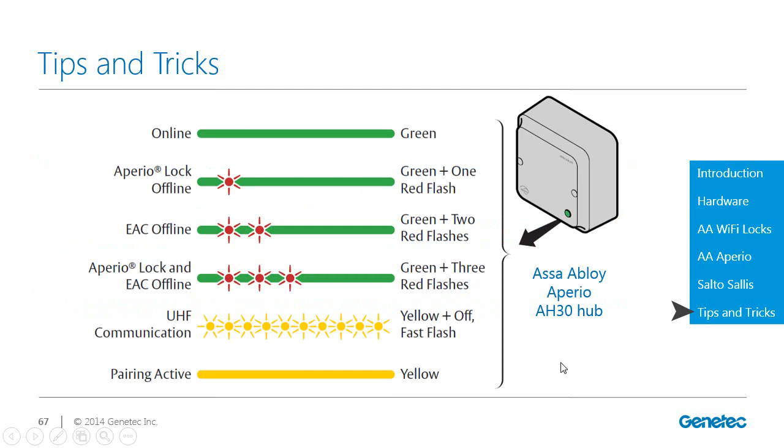As we can see, the Aperio hub does have a status LED on it. You can just take a look at the guide for more information on what the different color and blink states the LED can display, what the different ones mean. But generally you should see a solid green light like this when it's online and correctly added to the system.